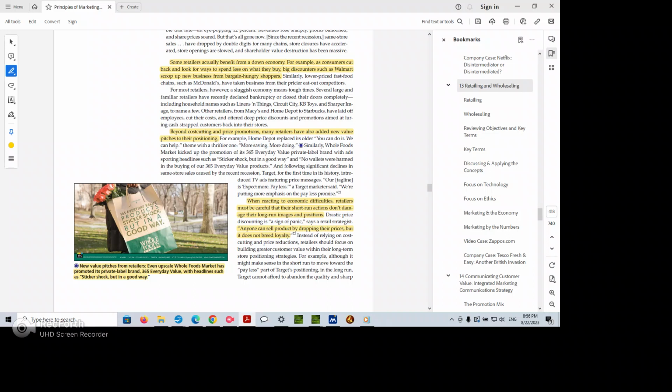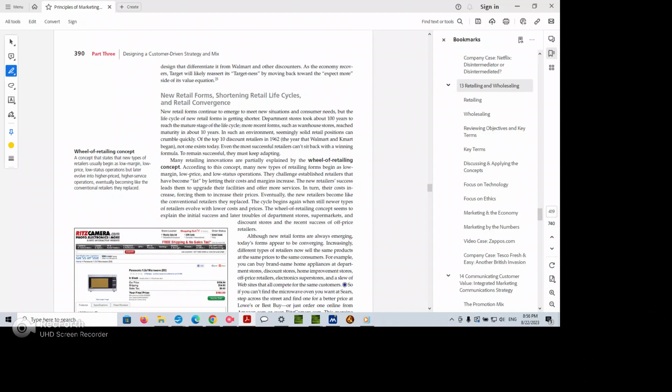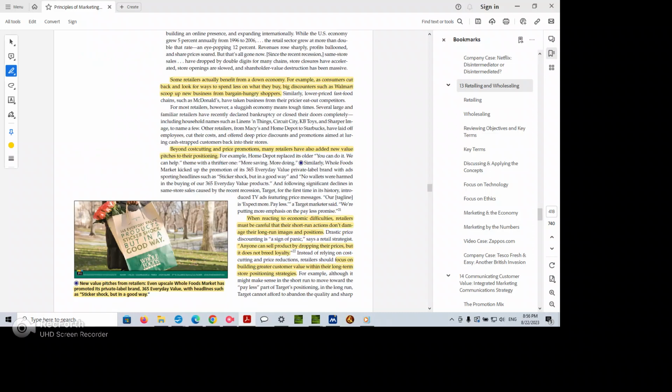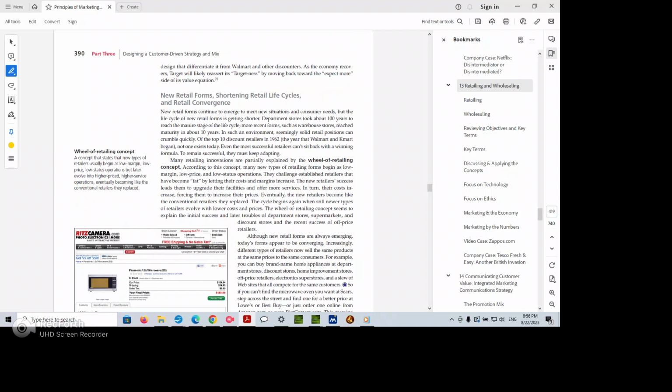Instead of relying on cost cutting and price reductions, retailers should focus on building greater customer value. Remember this: focus on building greater customer value within their long-term store positioning strategies. There's an old saying: price is not the issue; it's the value that's the issue. Meaning that people will pay more if they're getting more. Just like this.